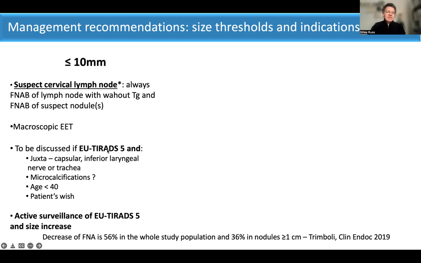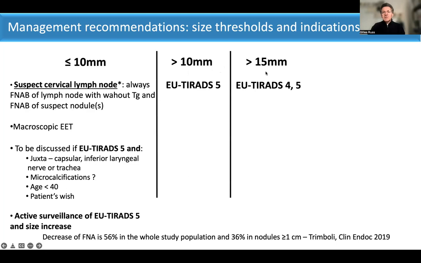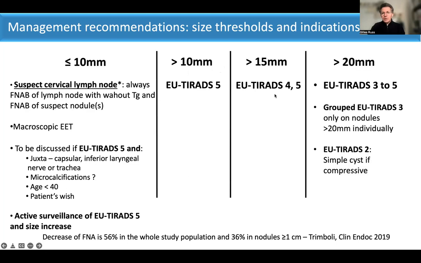And under 10 millimeters, the FNA can be discussed if a nodule is EU-TIRADS 5 and located near the inferior laryngeal nerve or trachea, if the age, of course, is under 40 and according to the patient's wish. And there is a special case of active surveillance of EU-TIRADS 5 nodules that increases in size. Second, above 10 millimeters, you will perform the FNA for all EU-TIRADS 5 nodules. Above 15 millimeters, you will add EU-TIRADS 4. And then above 20 millimeters, you will add all EU-TIRADS 3 nodules.